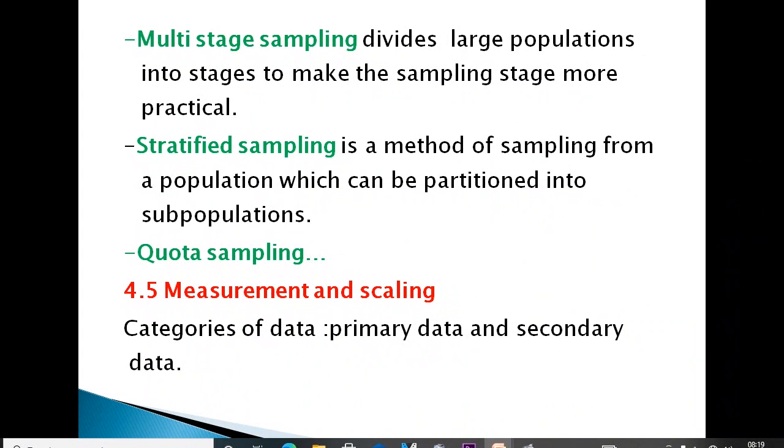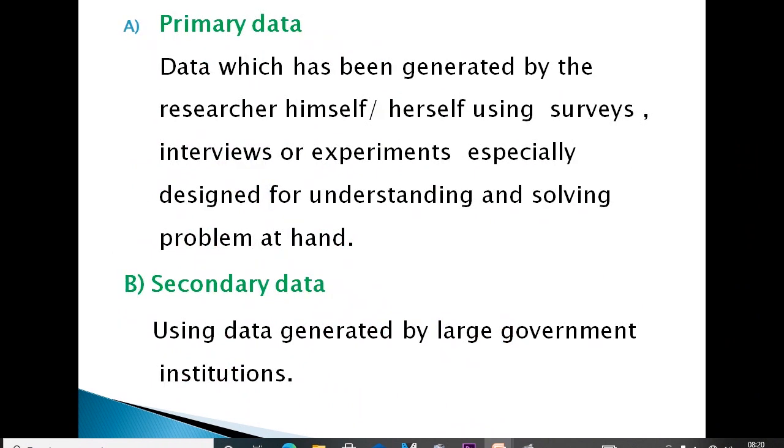So here, the researcher presents the types of data that he is going to use in his research, whether he is going to use primary data or secondary data. For better understanding, we can ask ourselves, what is primary data? What is secondary data?